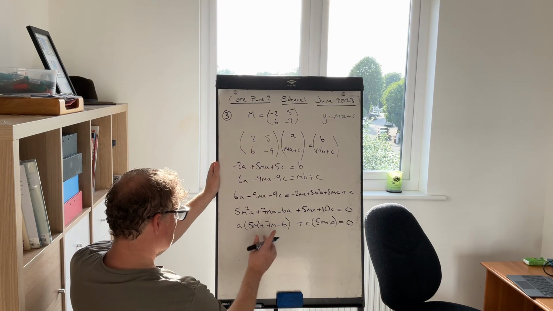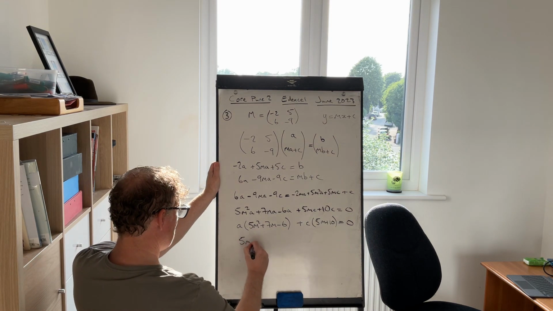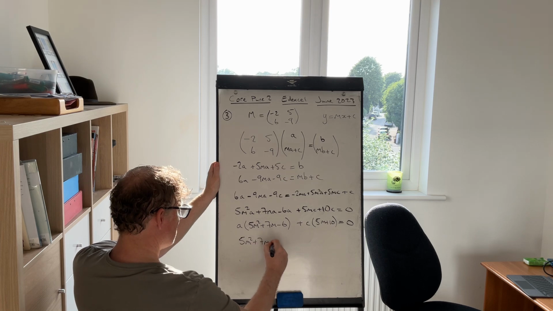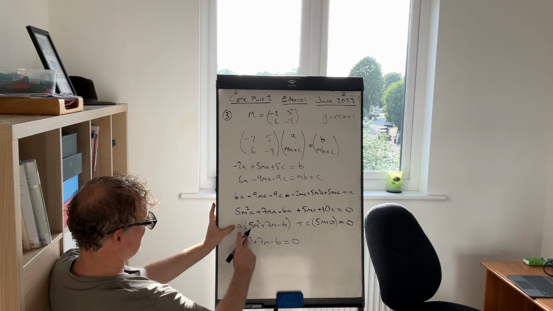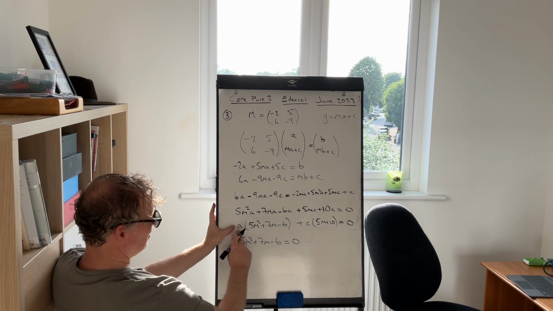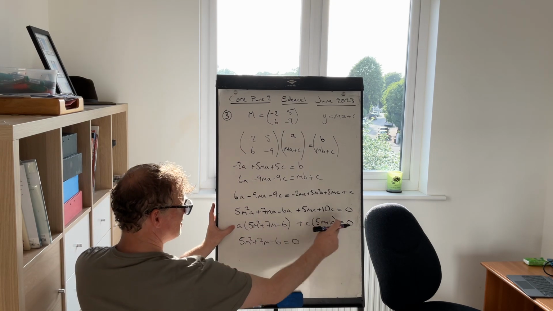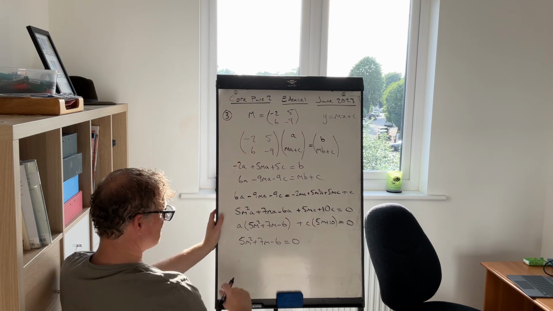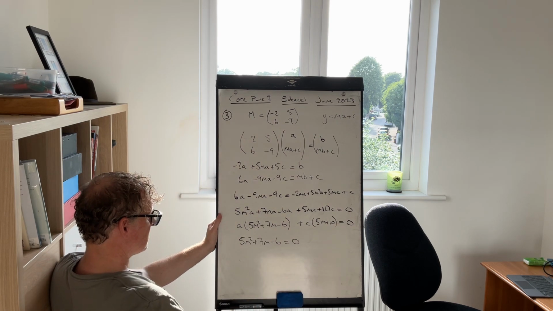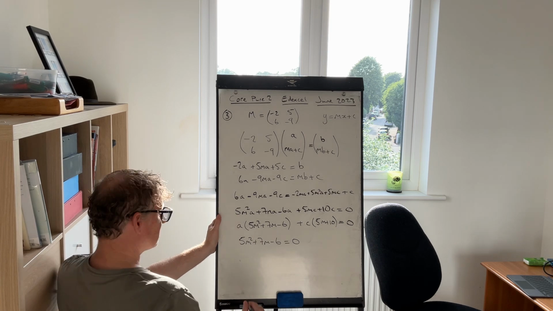So we can do that: 5m squared plus 7m minus 6 will have to equal 0. Because whatever a is here, we've got that many a's on this side, but no a's on that side. So we've got to have the same number of a's on either side. So that must equal 0. Okay? So now we can solve that.